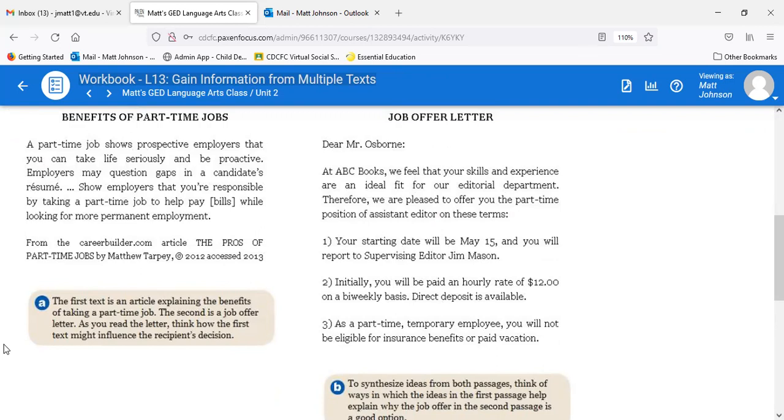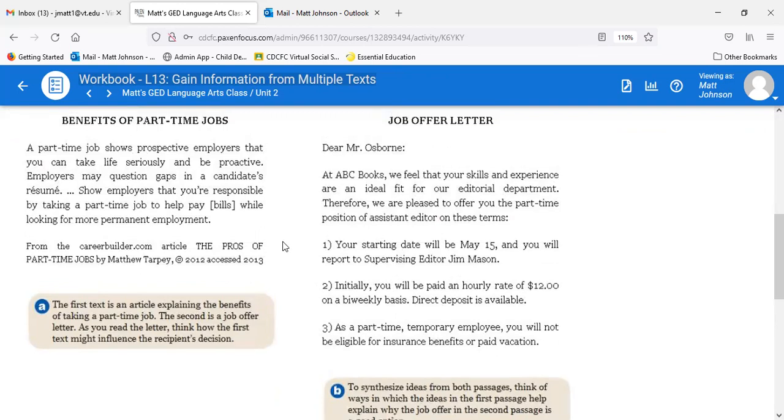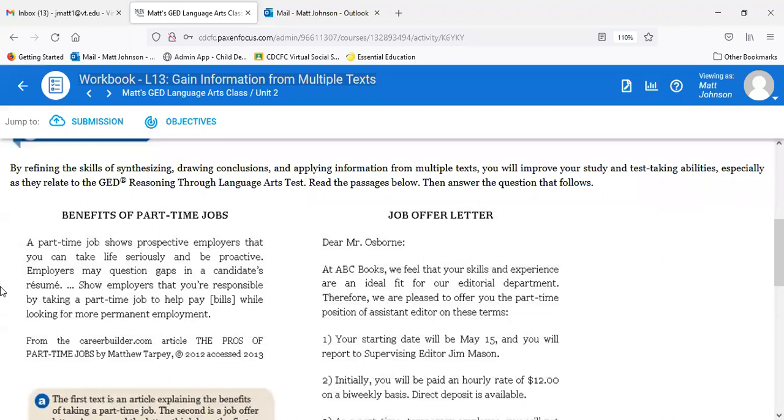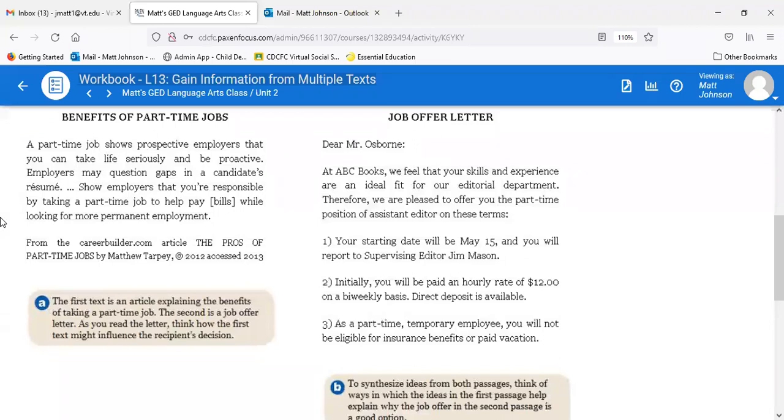And our second one is a job offer letter. Dear Mr. Osborne, at ABC Books, we feel that your skills and experience are an ideal fit for an editorial department. Therefore, we are pleased to offer you the part-time position of assistant editor on these terms. Your start date will be May 15th, and you will report to supervising editor Jim Mason. Initially, you will be paid an hourly rate of $12 on a biweekly basis. Direct deposit is available. As a part-time temporary employee, you will not be eligible for insurance benefits or paid vacation.